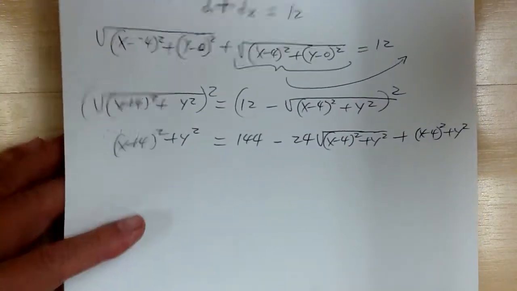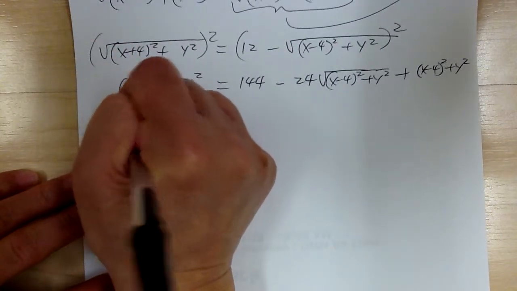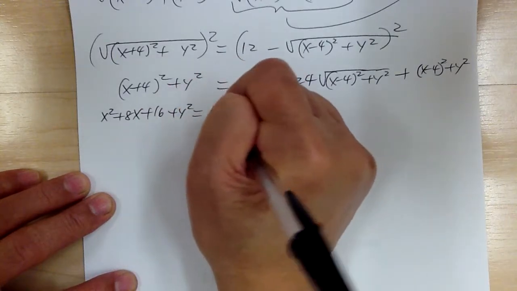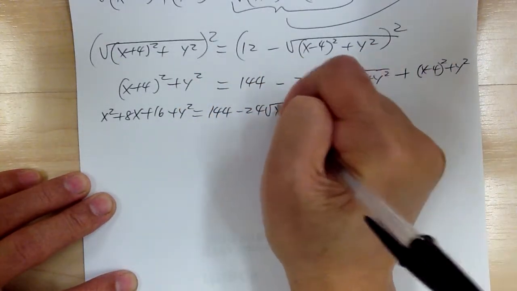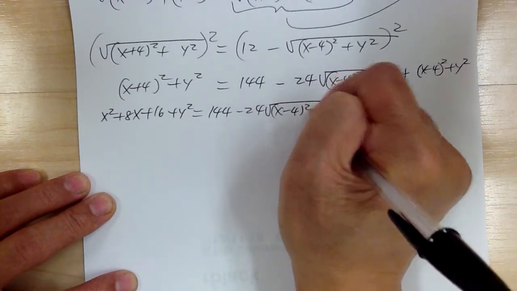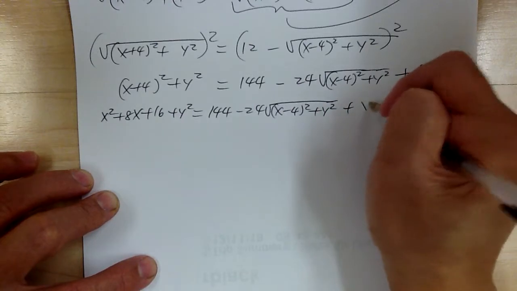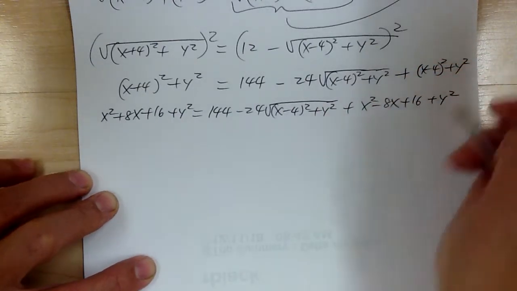Next step, I'm going to multiply out all the parentheses. So I get x squared plus 8x plus 16 plus y squared equal to 144 minus 24 square root of the parentheses (x minus 4) squared plus y squared. This one, when I work it out, I get x squared minus 8x plus 16 plus y squared.